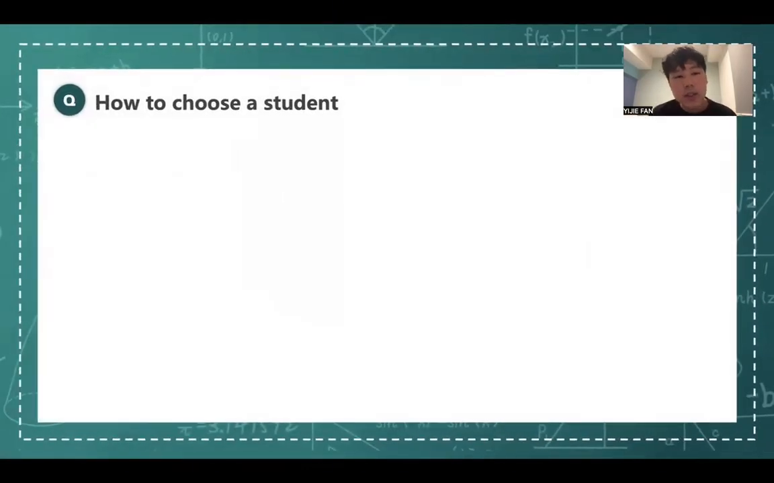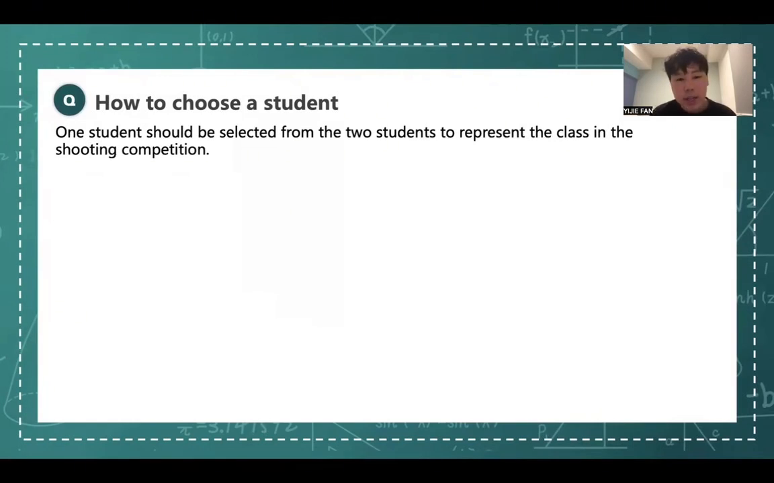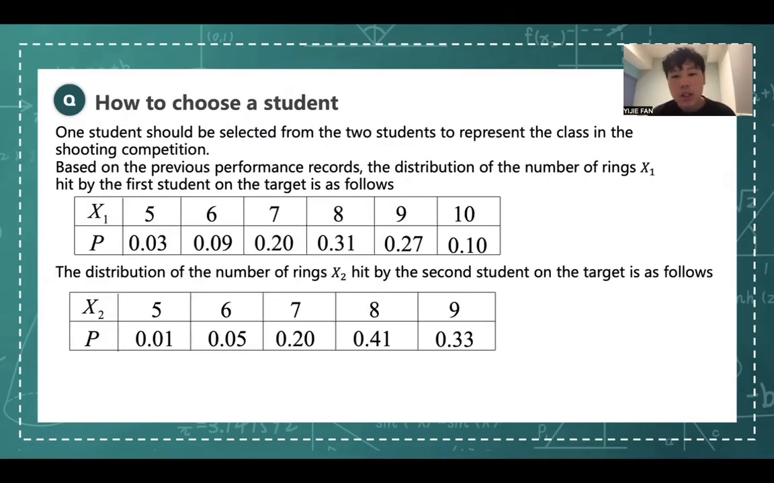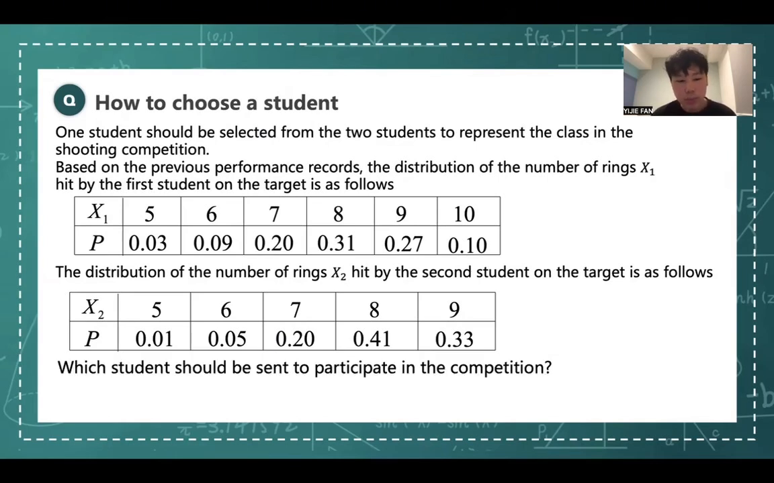Okay, now in this class, we see an interesting question: how to choose a student. One student should be selected from the two students to represent the class in the shooting competition. Based on the previous performance record, the distribution of the number of rings X1 and X2 hit by the first student and the second student on the target is as follows. These two lists. Which student should be sent to participate in the competition?